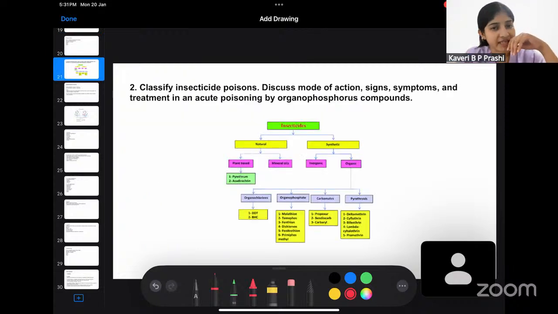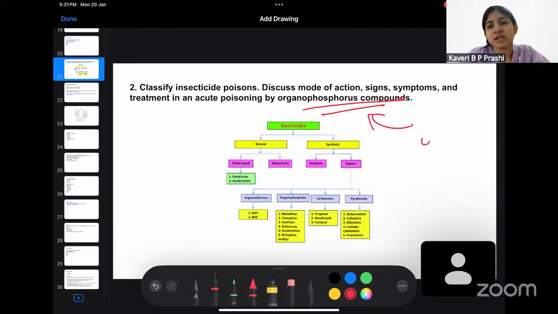Now, coming to the second question, here also they're asking you about the classification of insecticide poisoning. They're asking you the mode of action, signs, symptoms, and treatment of acute poisoning by organophosphorus compounds. So even in this question, they're focusing on the OP compounds, or the organophosphorus compounds. By now, I think you've understood how important it is to know about the organophosphorus compounds.